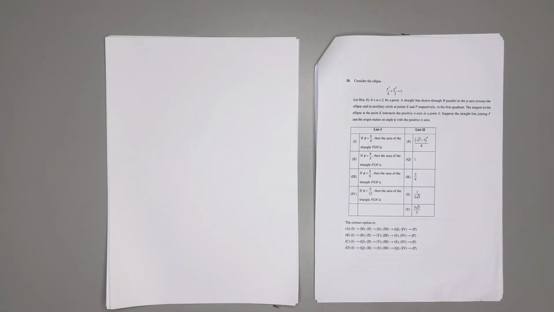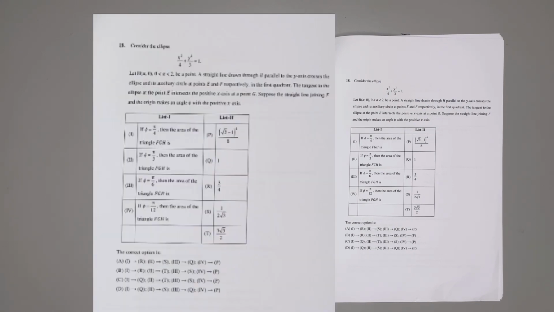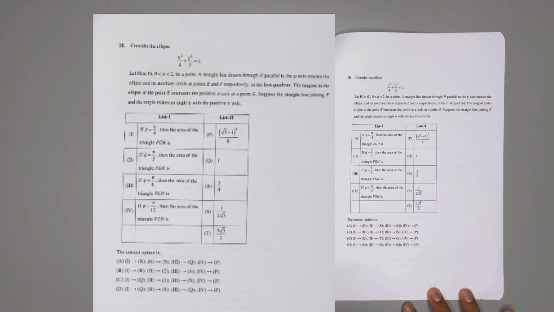Looking at the final question in this paper, question 18. Consider the ellipse x squared upon 4 plus y squared upon 3 equals 1. Let H(alpha, 0), 0 less than alpha less than 2, be a point. A straight line drawn through H parallel to the y-axis crosses the ellipse and its auxiliary circle at points E and F respectively in the first quadrant. The tangent to the ellipse at point E intersects the positive x-axis at point G. Suppose the straight line joining F and the origin makes an angle phi with the positive x-axis. List 1, list 2, the correct option is what?